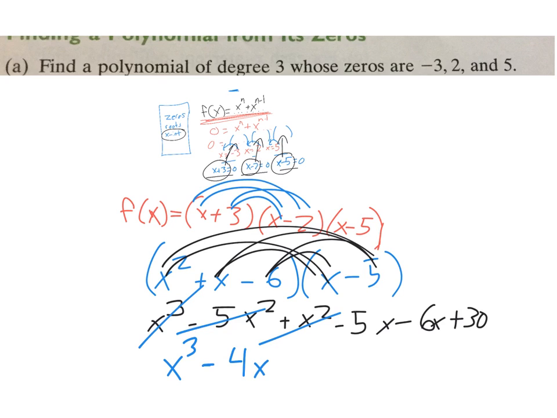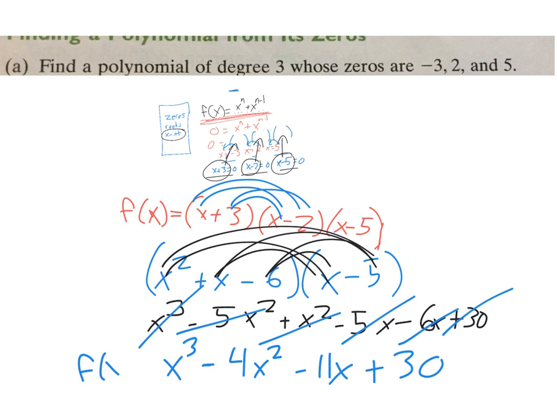Negative 4x squared. Okay, then I've got a negative 5x. Do I have anything it combines with? Negative 6x. That combines to give me negative 11x. Positive 30, it has nothing to combine with.